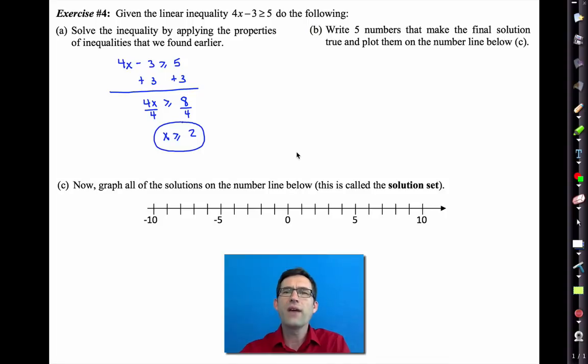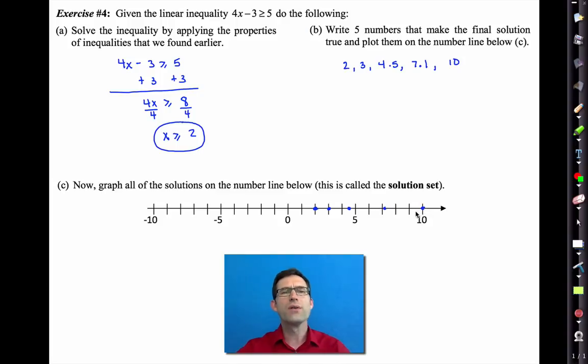Now letter B says write 5 numbers that make the final solution true and plot them on the number line below in C. So what are 5 numbers that are either greater than or equal to 2? There are many, but here are some of them. Well, 2 is greater than or equal to 2. 3 is, 4.5 is, I wanted to throw in some that are fractional. 7.1 is, how many do I need to do? 5, 1, 2, 3, 4. 10 is. So for instance, this is good, 4.5 is good, 7.1 is good, it'd be right about there, 10 is good.